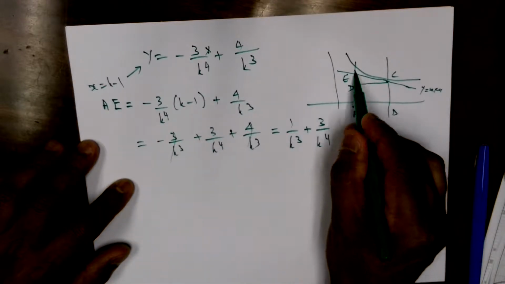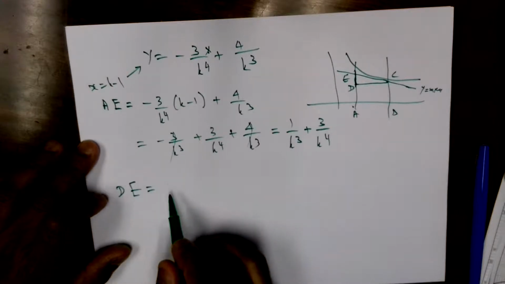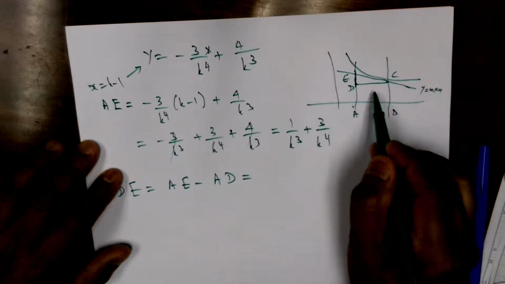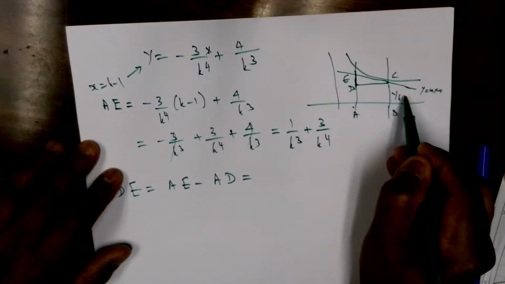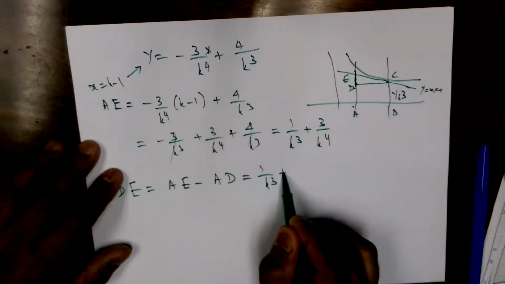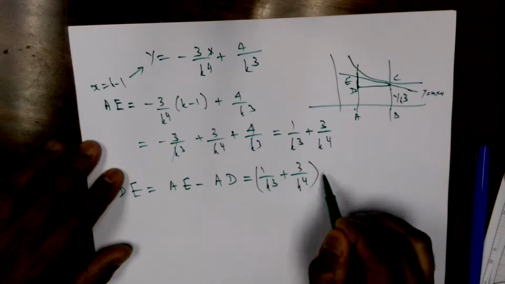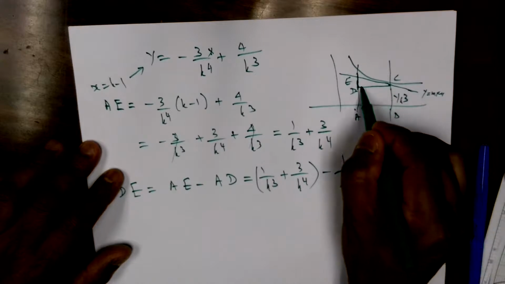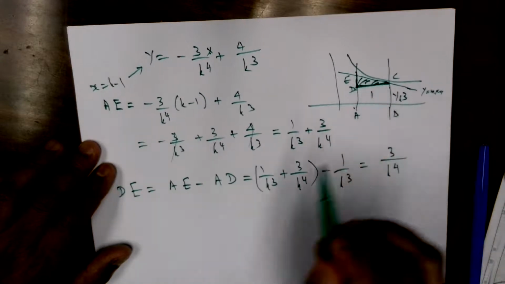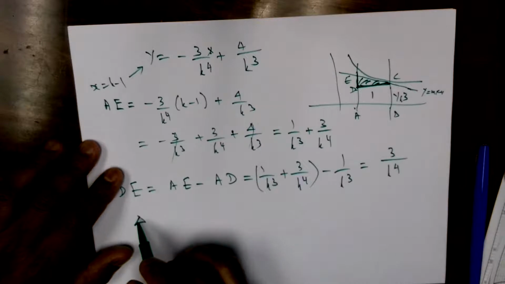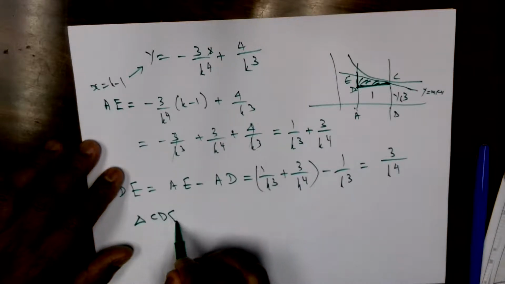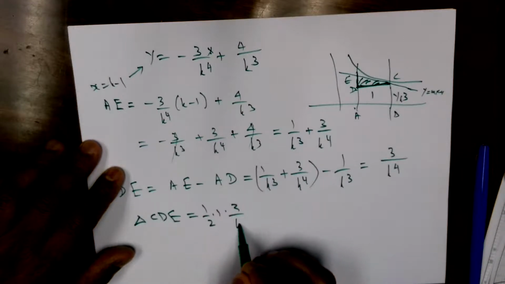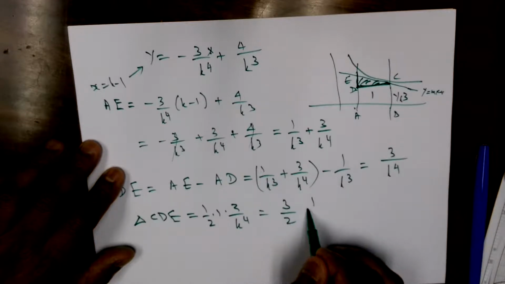So what we are interested in is DE. So DE, the height of the triangle, is AE minus AD. But AD is the same as BC. This is 1 over k cubed. So that's 1 over k cubed plus 3 by k to the 4 minus 1 over k cubed. So we get lucky and we can figure out this height. And this width is 1. So the area of the triangle is now known. So the small triangle area of CDE is half multiplied by base multiplied by 3 by k to the 4. So that's 3 by 2, 1 over k to the 4.